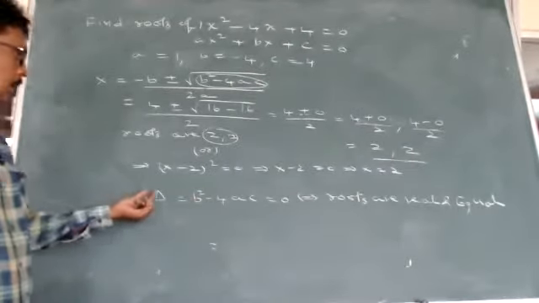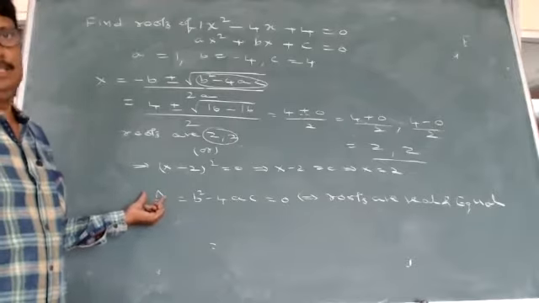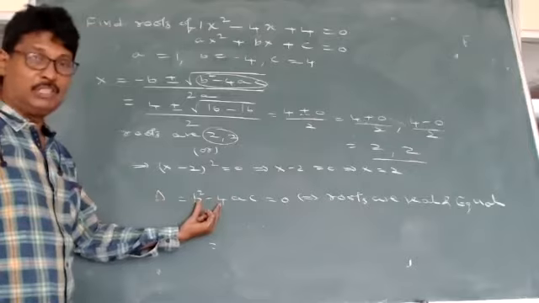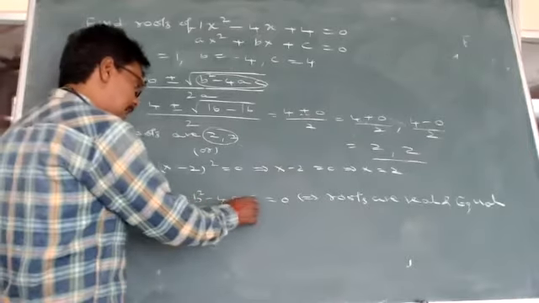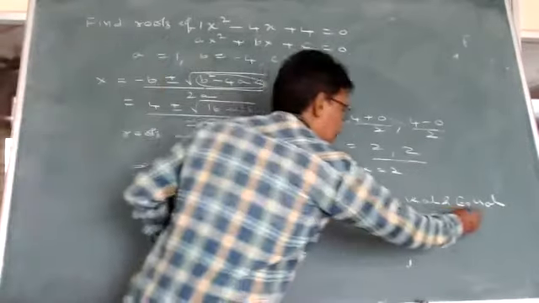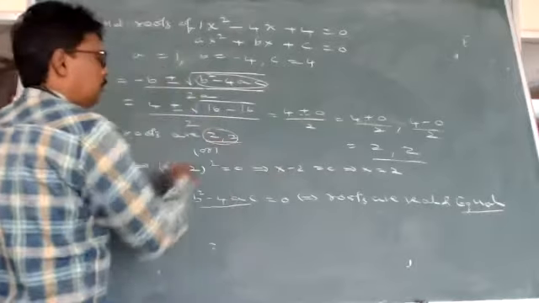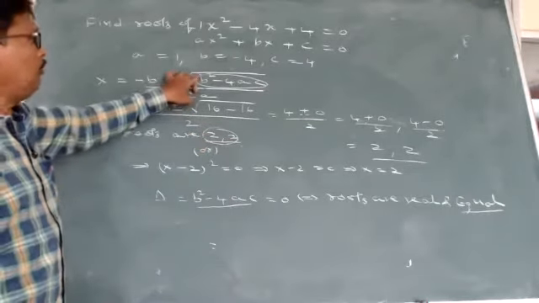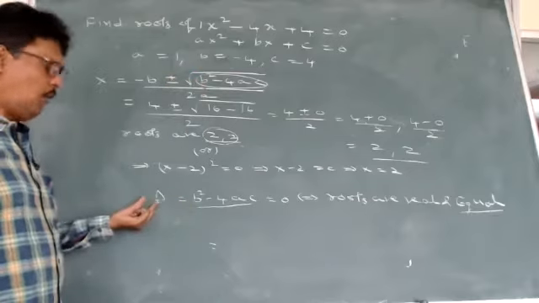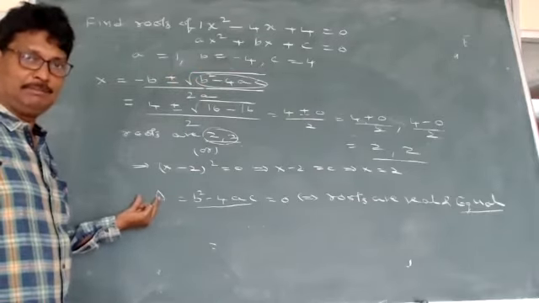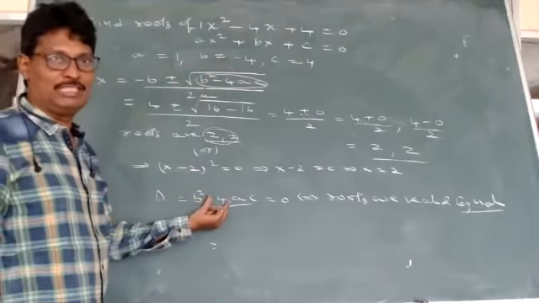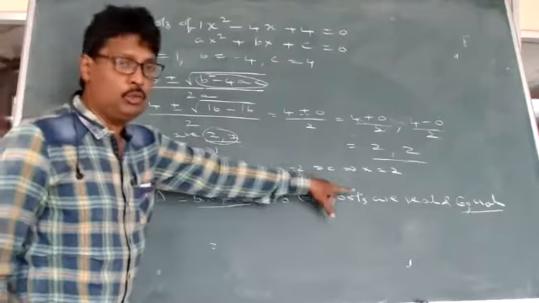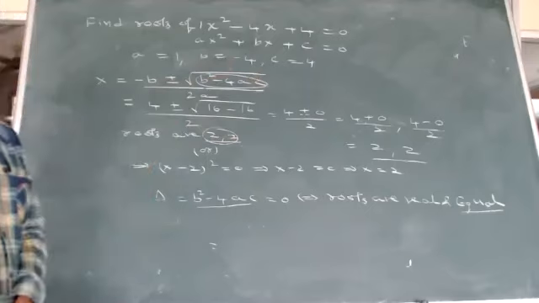Once again, here delta is called the discriminant. How will you calculate the discriminant? By writing the formula b square minus 4ac. If b square minus 4ac is 0, the roots are real, and here the roots are real and also equal. So without finding the roots, by finding the discriminant delta, which is b square minus 4ac, if delta is 0, we can conclude the roots are real and equal.